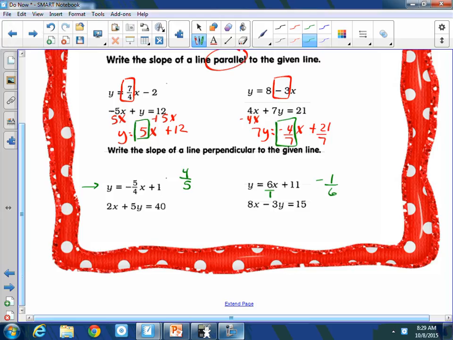All right, and here I got to solve for y before I can decide what the slope is, right? So minus 2x. So 5y equals minus 2x plus 40. Then I'm going to divide by 5. And really, I don't need to do the y-intercept. I don't need to worry about the y-intercept, right? Now let's flip it and take the opposite of that. So 5/2.